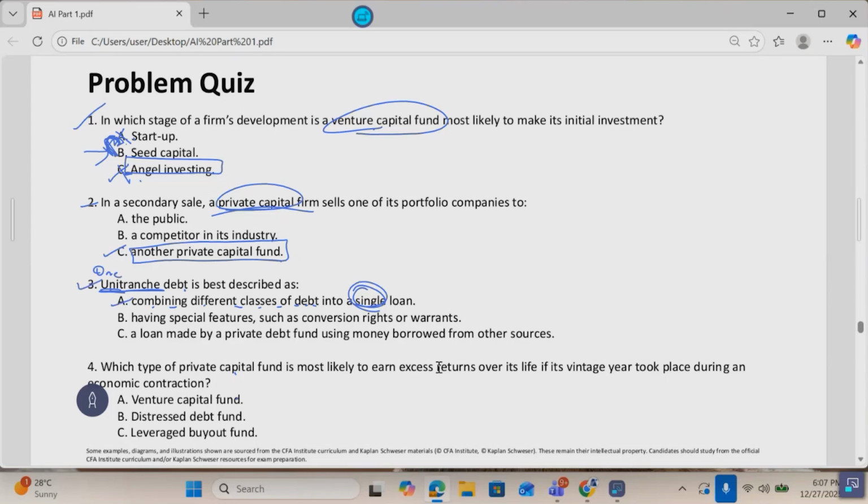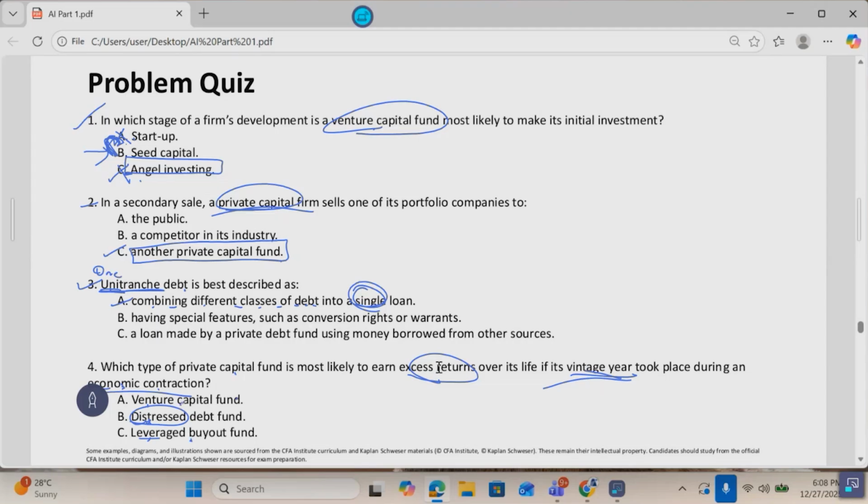Number 4. What's the answer here for number 4? Which type of private fund is most likely to earn excess return if it's vintage? Vintage year means first year. When they do this is during economic contraction. So vintage are the earlier years. If the earlier years are a contraction, which fund would do really well? If it's a contraction period, everyone is doing badly. So in that period, the distressed fund would be the best. In a contraction, you don't go for leverage because you end up paying high interest, high loans.